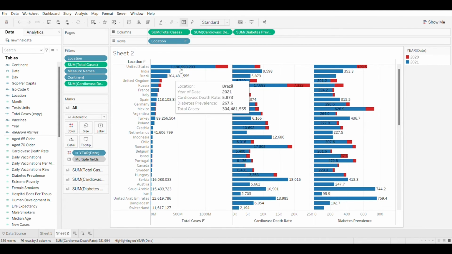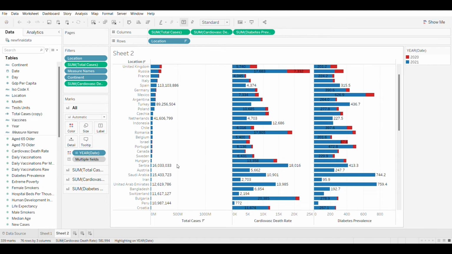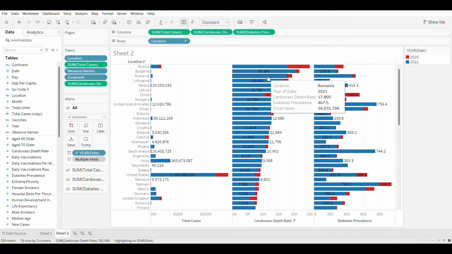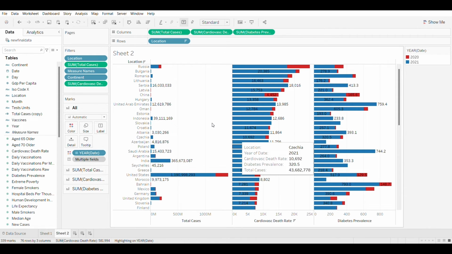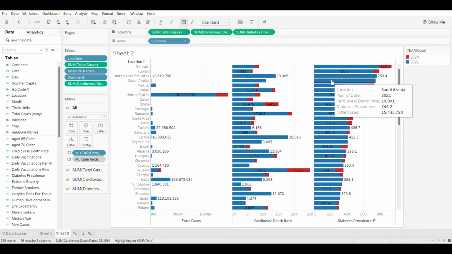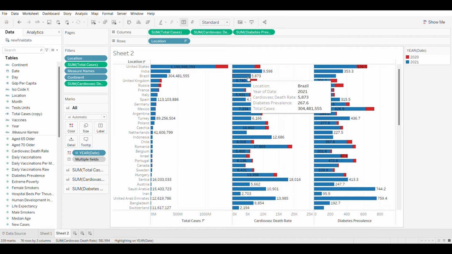I have added the location-wise data to do this. So first we have most cases from the United States. When we sort here, we can see most of the cardiovascular death rates are from Russia. And also when we sort here, you can see most of the cases were from Bahrain. So from this comparison, we get to know that there are lots of cardiovascular deaths because of COVID, and also the diabetic prevalence.